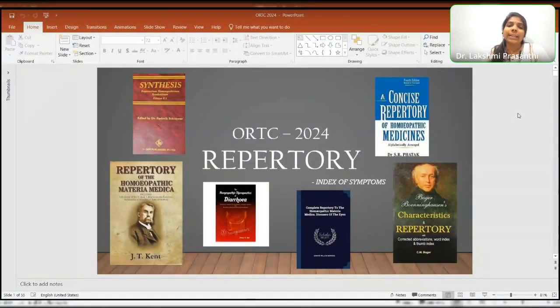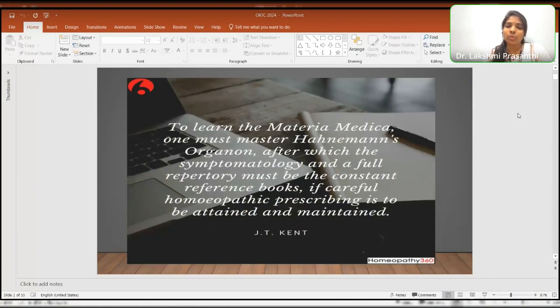Repertory is an index of symptoms, and I would like to start the session by throwing light on a famous quote said by Dr. J.T. Kent. That is, to learn the materia medica, one must master Hahnemann's Organon, after which the symptomatology and a full repertory must be the constant reference books, if careful homeopathic prescribing is to be attained and maintained.